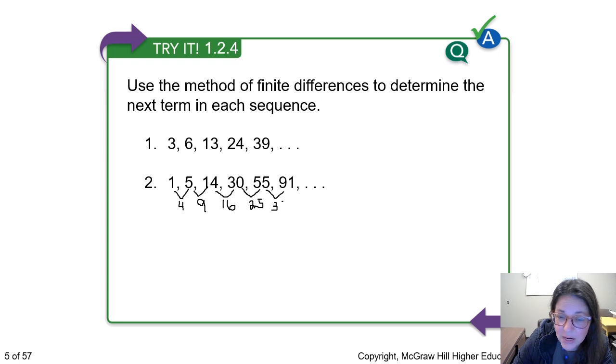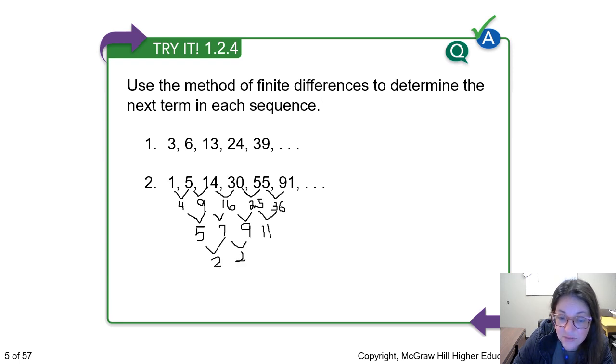Now, a student might recognize that these are perfect squares, so I know the next one's 49. But let me continue to show you what the differences would look like. I need to subtract again because these differences were not the same number. 16 minus 9 is 7. 25 minus 16 is 9. 36 minus 25 is 11. They're still not the same number, although I notice they're odd numbers. So I know that all of these have a difference of 2.